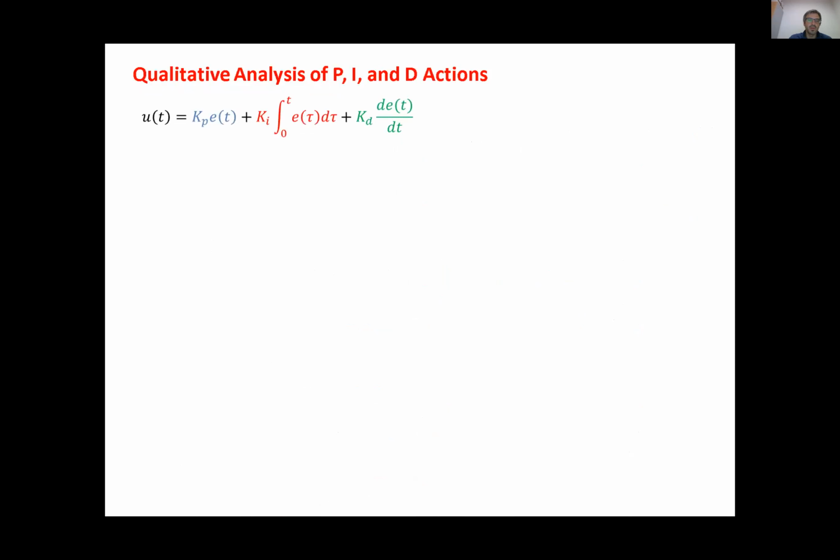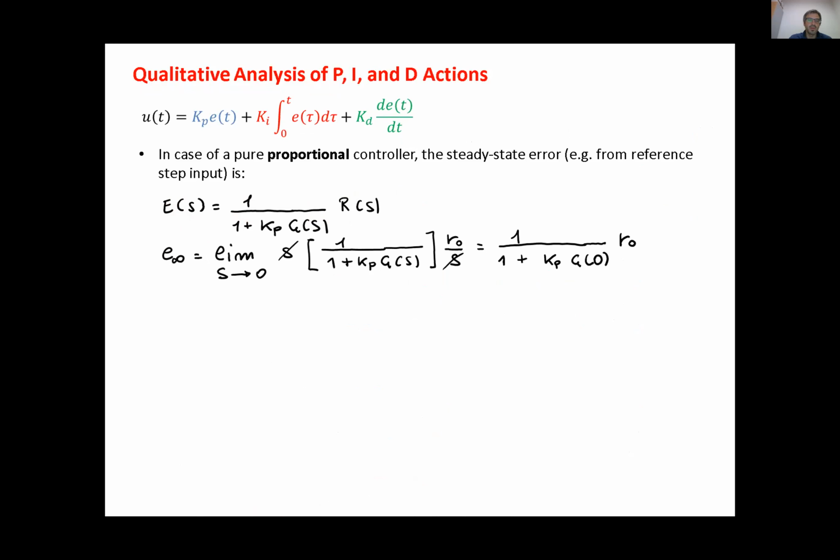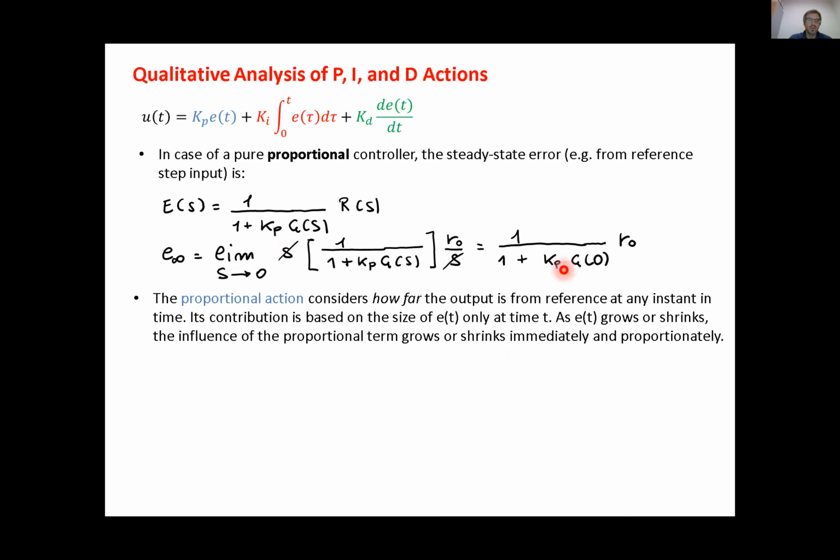And if we want to do a qualitative analysis of the three components, we can say that in the case, for example, of a pure proportional controller, we have the steady state error, you remember, the transfer function between the reference and the tracking error. If we apply the final value theorem, that is computing the limit of s converging to 0 of s times the transfer function times the input, we can get something like this. And in this case, we see that if we increase the Kp, we can reduce the tracking error, but this will never become 0.